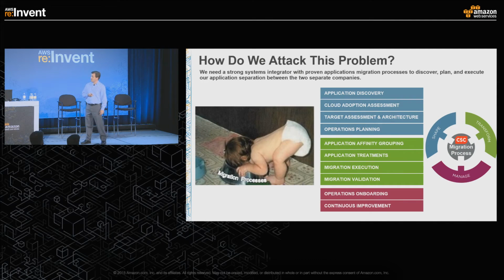So clearly I've been drinking my own champagne from a very early age. But so how are we going to attack this problem? Well, one thing we wanted to do is we have our own processes. We're a premier partner with AWS. So we're going to use our own CSC migration process, which is focused around the shape, transform, and then managing the environment. That goes through the application discovery, the cloud assessment, figuring out what the target platform and architecture is going to look like, all the way through to application treatments, and then finally to the operate and maintain.